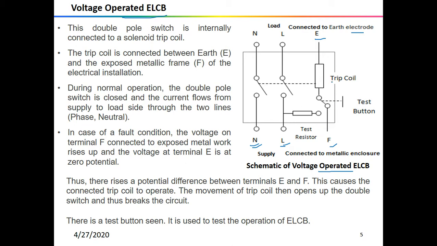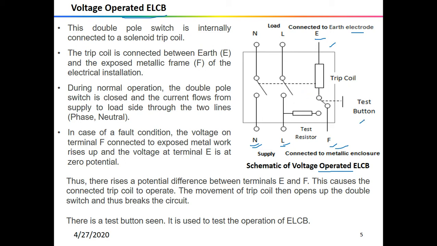But in case of a fault condition, the voltage on terminal F, connected to the exposed metallic surface, rises, and the voltage at terminal E is at zero potential. Thus, there is a rise in potential difference between terminals E and F, and this causes the connected trip coil to operate. The movement of the trip coil then opens up the double pole switch and thus breaks the circuit. Otherwise, they will stay connected.